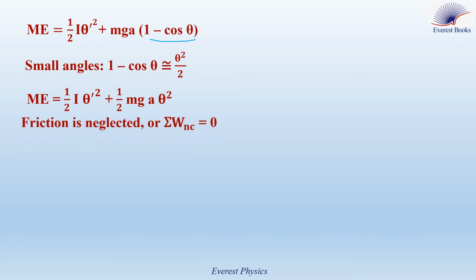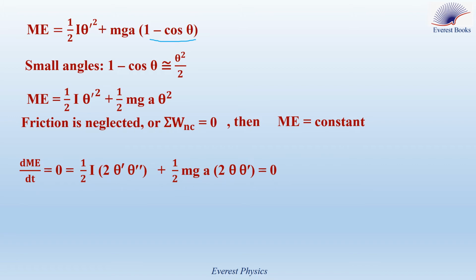Since friction is neglected, or the sum of the work done by the non-conservative forces is equal to 0, the mechanical energy is constant, or it is conserved. Now differentiate both sides with respect to time. The derivative of the mechanical energy with respect to time is equal to 0 since it is constant. 1/2 I is constant, and the derivative of theta prime squared is equal to 2 theta prime theta double prime. 1/2 mga is constant, and the derivative of theta squared is 2 theta theta prime. 2 times half in each term becomes 1.